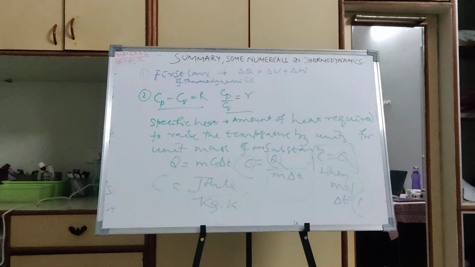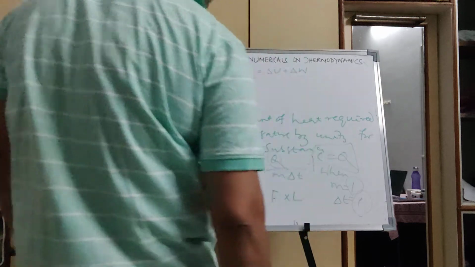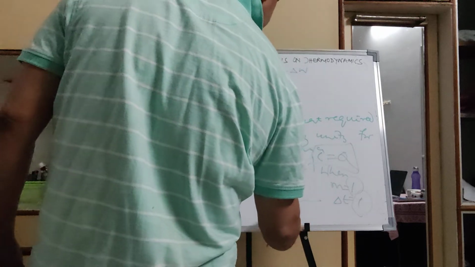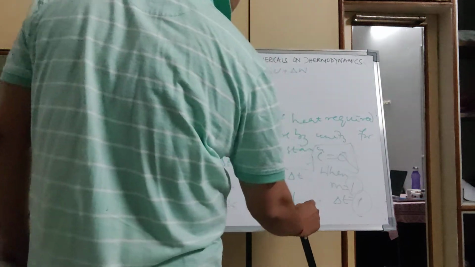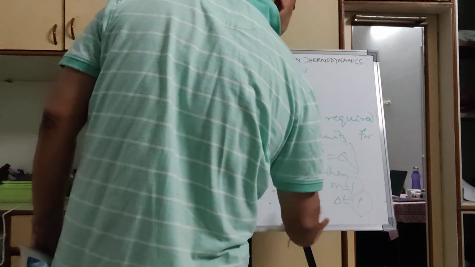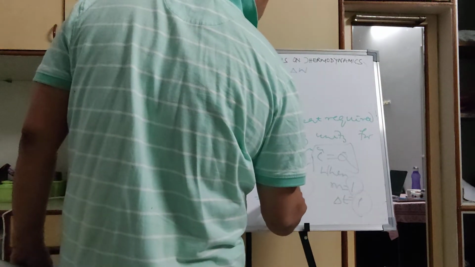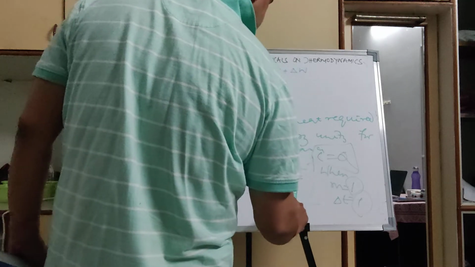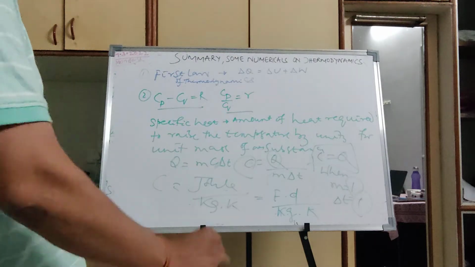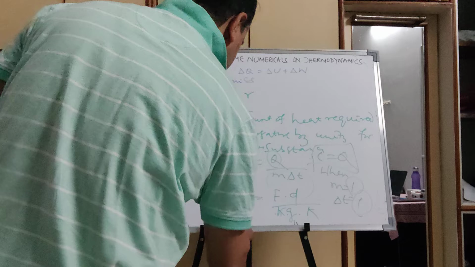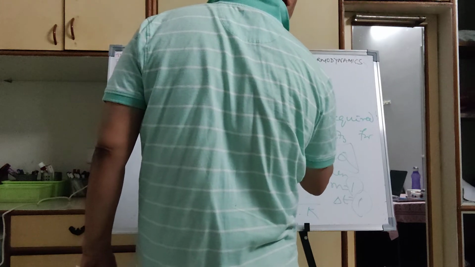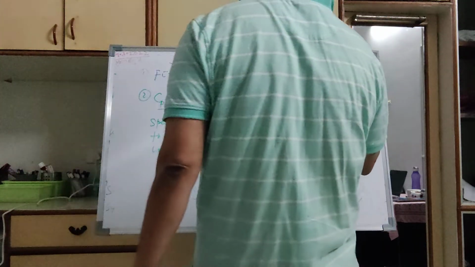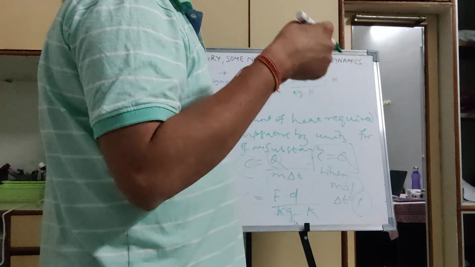And then you can find out the dimension also of specific heat. So you know joule is nothing but work done. Work done is nothing but force into distance, right? Then kg is your mass. We are finding out the dimension, okay? Then Kelvin is temperature. So let us simplify the unit first. Joule is force into distance. Then this is kg, this is Kelvin. So specific heat is equal to force into distance divided by kg Kelvin, right? So force is nothing but Newton meter, right?